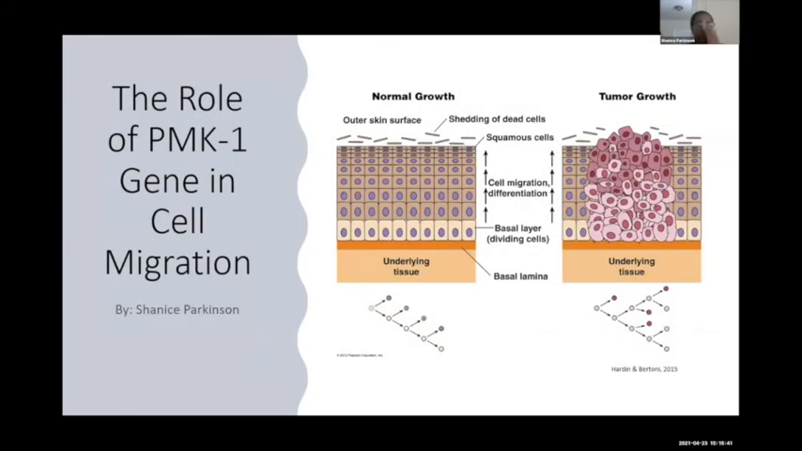Today I'll be presenting my research that I conducted with Dr. Wallace on the role of the PMK-1 gene in cell migration. And our lab is very interested in this process as it is important in many biological processes.